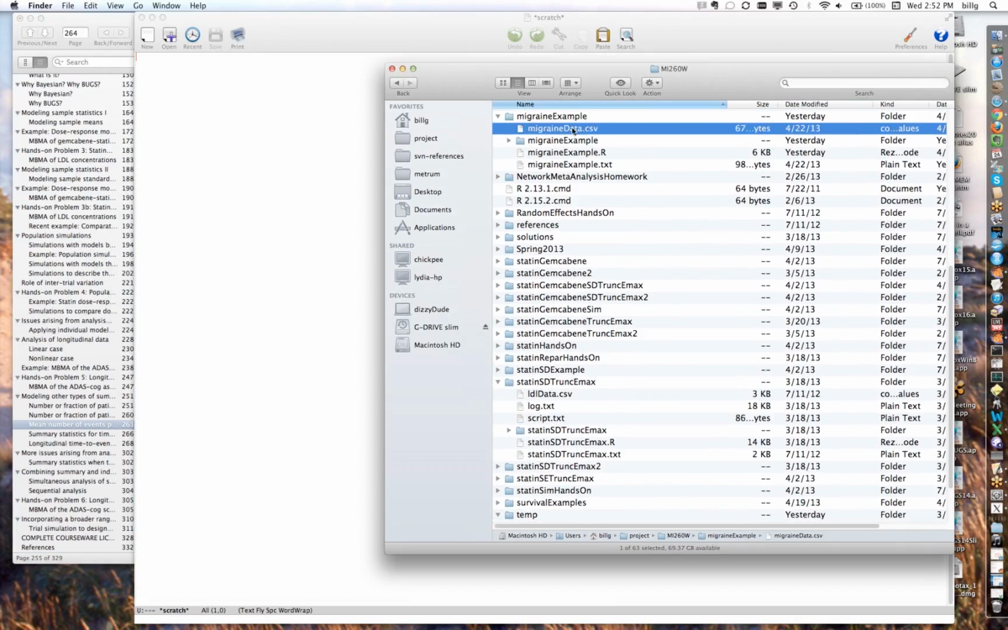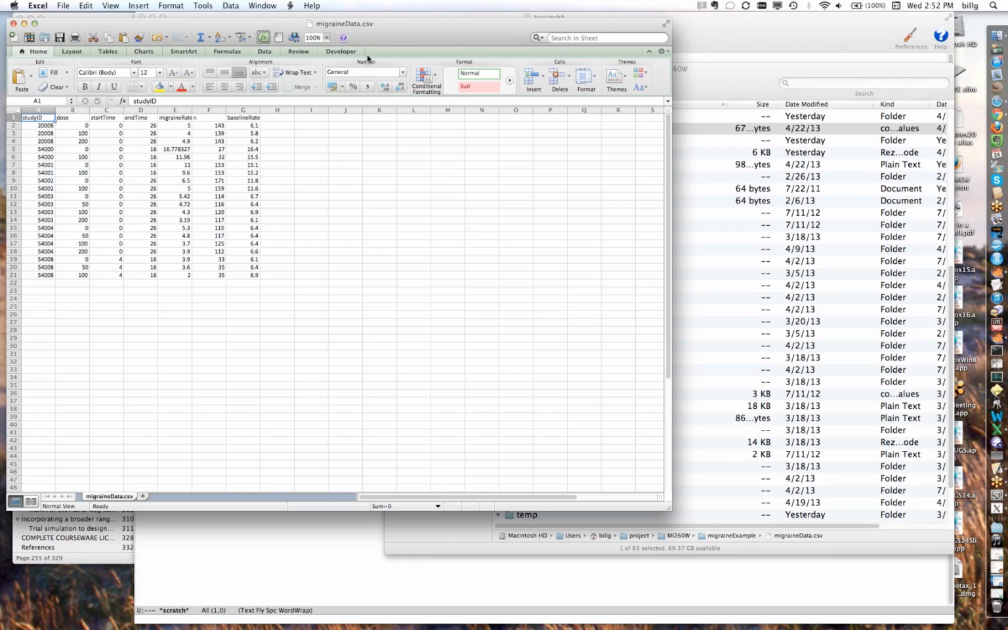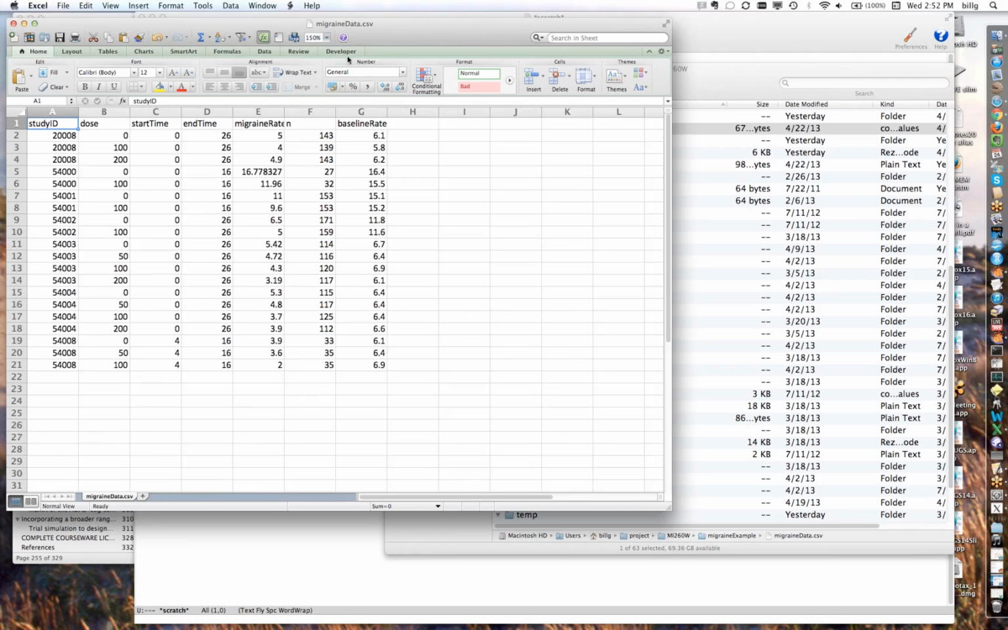Okay, so again, we can take a look at what the data we're going to be working with looks like. You can see I've got a study identifier here. We're going to have to convert this to an integer sequence starting at 1 because that's not the way it's written here. We've got the daily dose, and a start and an end time. These would be the times over which the migraines were actually counted. The mean migraine rate, again, this is migraine days per month, taken as a mean across the patients, the total number of patients, and a baseline rate. So that's what we're going to be working with.